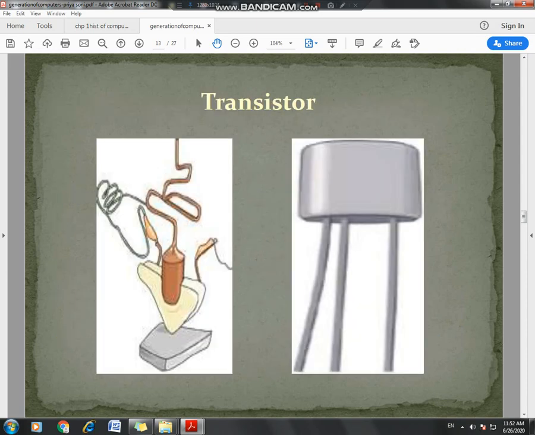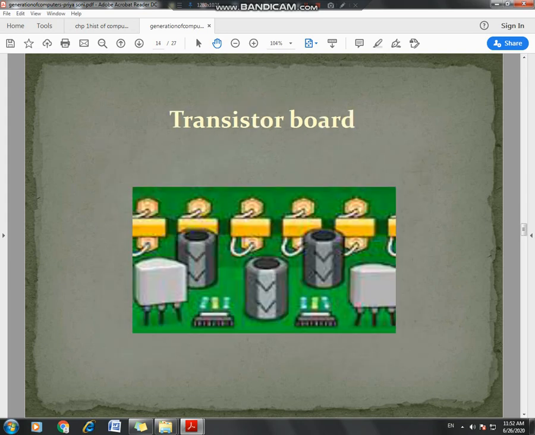Now this is a picture of a transistor. Even today, if you open up any electronic device, you may see things like these on your motherboard. Here is another picture. The green board is shown underneath, and on the top of it is a transistor. The one with the three legs, these are the transistors.